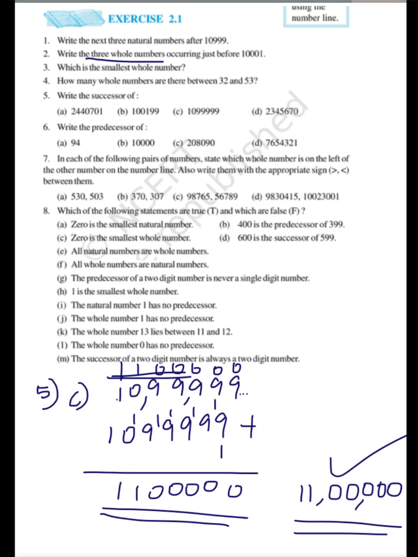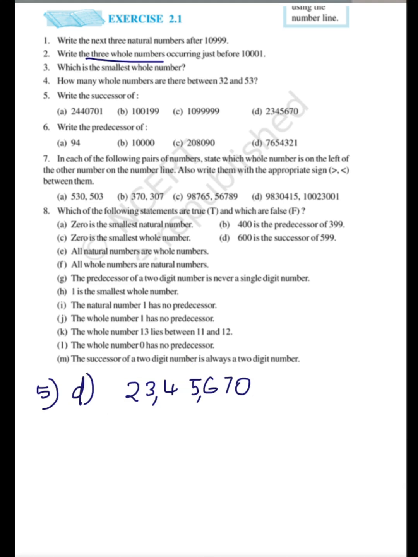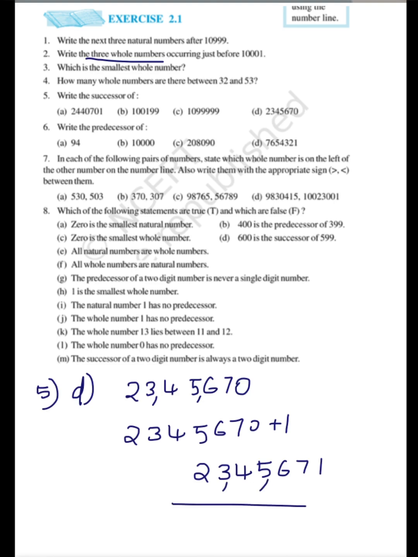Now let's see D. 23,45,670 is the D. So in order to find the successor, it's very easy. Just add 1. If you add 1, what will be the answer? 2, 3, 4, 5, 6, 7. Instead of 0, you put 1. So 23,45,671 will be the answer. In this way you can find the successor. That is, just add 1 to the given number so that you will get the successor of the given number.